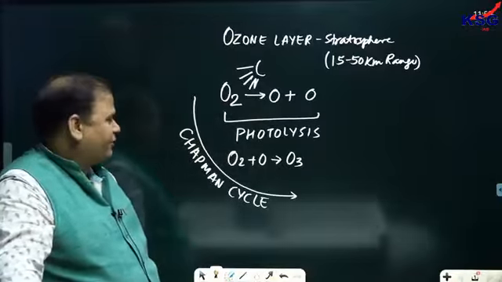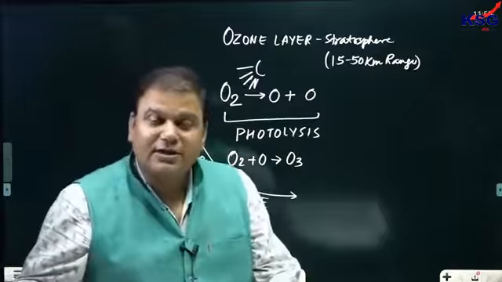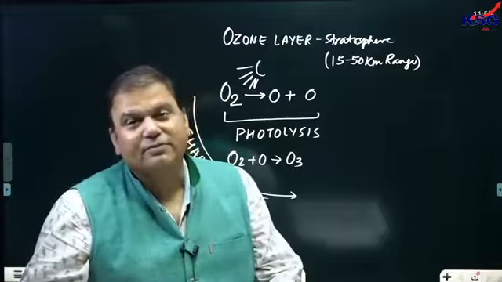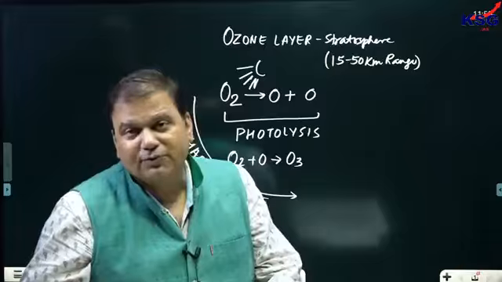This oxygen-ozone cycle is referred to as what? It is called the Chapman cycle. So this is how formation of ozone takes place in the stratosphere. Clear? We can see that in the lab, ozone is formed how?